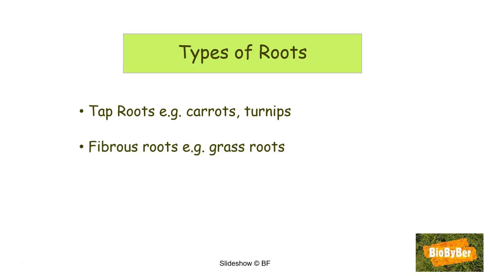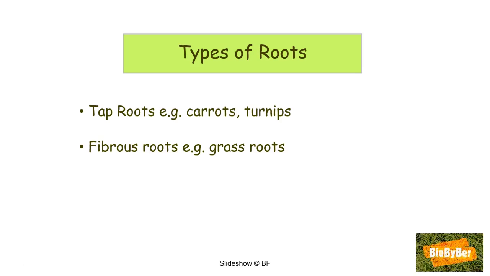The other type of root would be fibrous roots. Fibrous roots are hairy, thin, stringy roots, rather like a bunch of hair pulled off a hairbrush. These are the roots that grass would have. You might have heard of grass roots. They tend to be shallow roots, meaning that they are found at the surface of the soil.